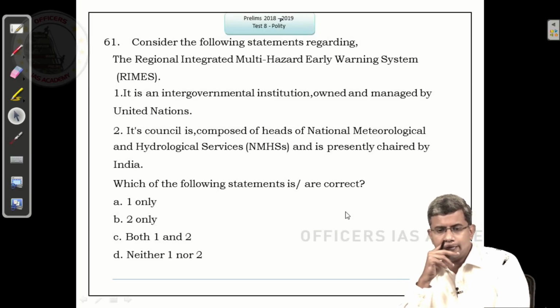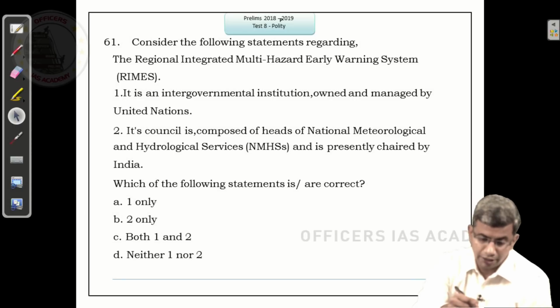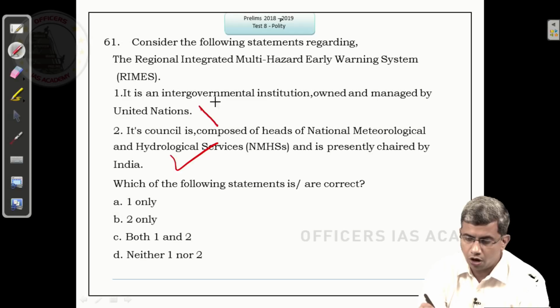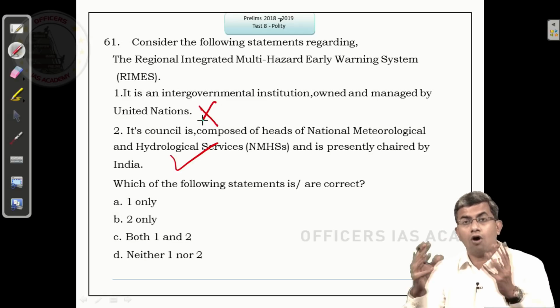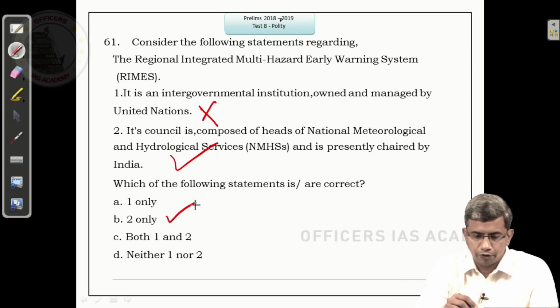Consider the following statements regarding RIMES, Regional Integrated Multi-Hazard Early Warning System. It is an intergovernmental institution owned and managed by the United Nations. Its council is composed of heads of national meteorological and hydrological services and is presently chaired by India. It is presently chaired by India, that is why it is in current affairs. So the second statement is right, but it is not owned and managed by the United Nations. It is owned and managed by all the member states. So the correct answer is B, 2 only, right?